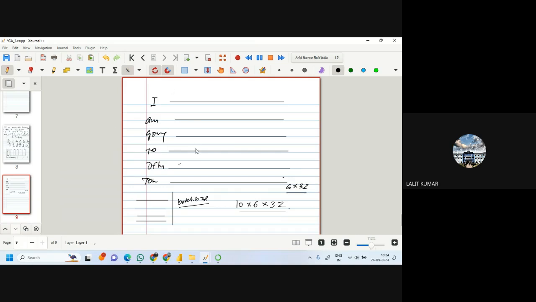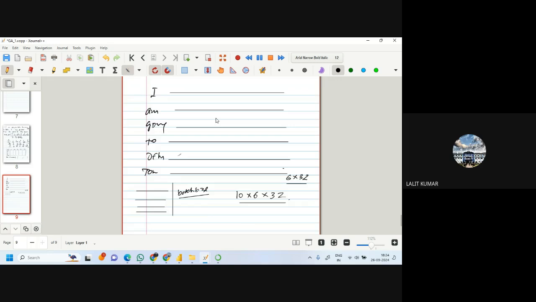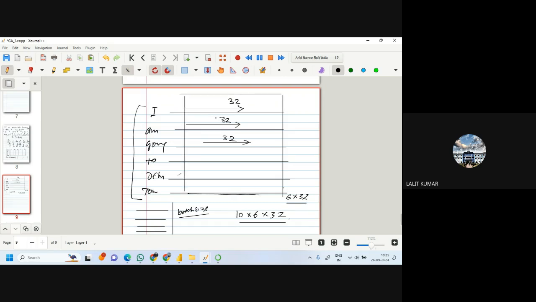So this embedding takes place before the encoder layer. Sorry, could you just repeat the last two or three points? See, this is the sequence length which I've got: I am going to Delhi tomorrow. I've got the embeddings for I, which is of size 32, and each of the others is also of size 32. So this entire thing becomes 6 into 32 size, where 6 is the length.